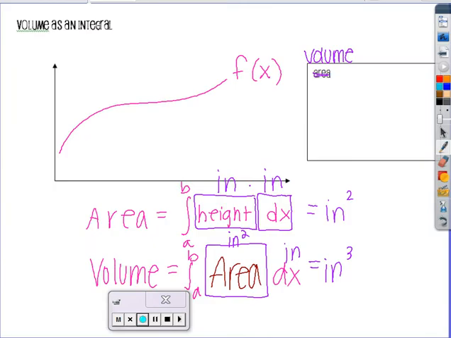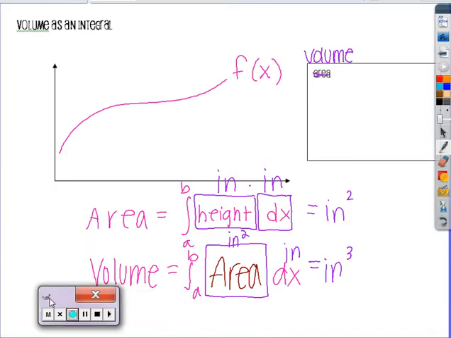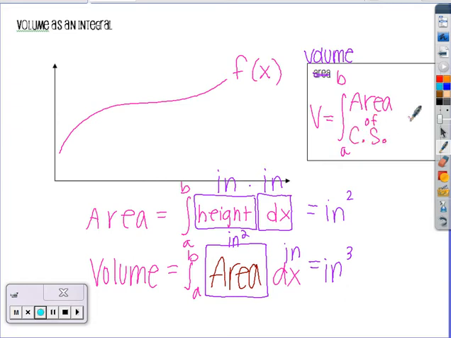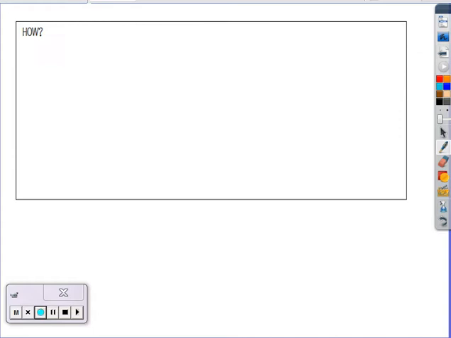The concept being that you're going to take a volume by doing the integral from a to b of the area of the cross section, that's what CS stands for, dx. And honestly, we are going to do some that are dy. Okay? So let's start off with how we're going to do this. The first thing you're going to figure out is your integral a and b values.